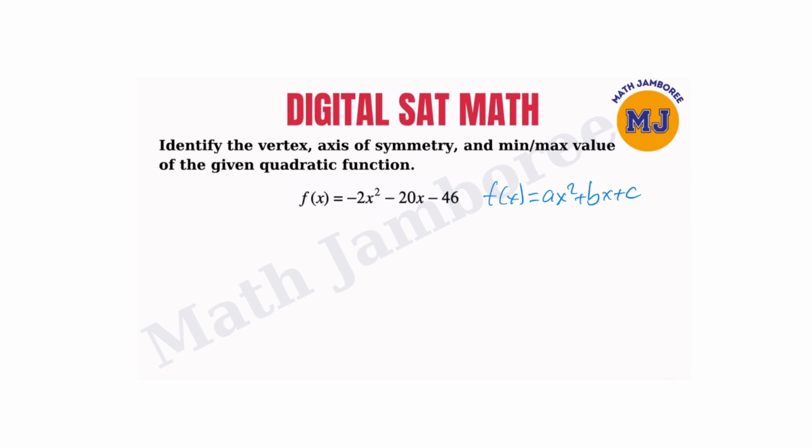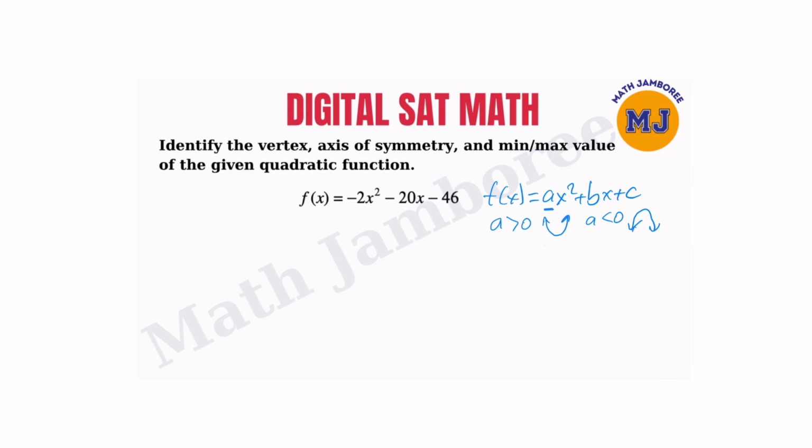How do we determine if the function is opening upwards or downwards? By looking at the value in front of the x squared. If a is greater than 0, the arms of the graph will be opening up. So you will have something like this. If a is less than 0, the arms of the graph will go down.